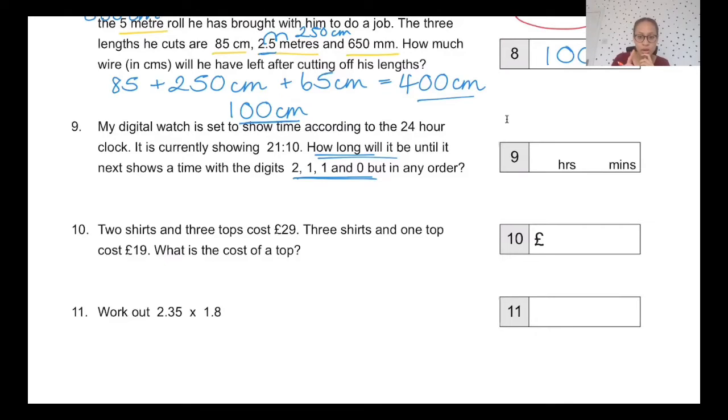Okay, someone has suggested 12:01 as the next time. Now, remember this said it was the 24-hour clock. So would 12:01 be 12 a.m. or 12 p.m.? Can someone just unmute and tell me? 12:01, is that a.m. or p.m.? PM. PM. PM. AM, so midnight, would be 00:01.